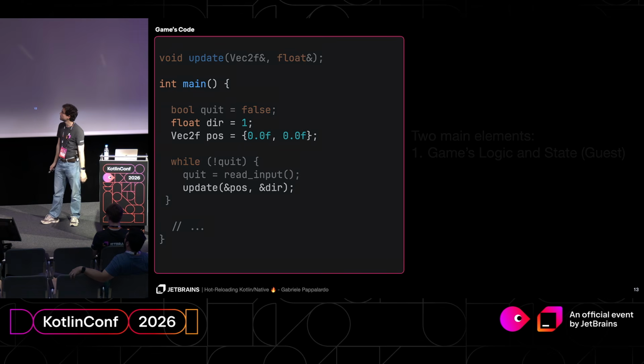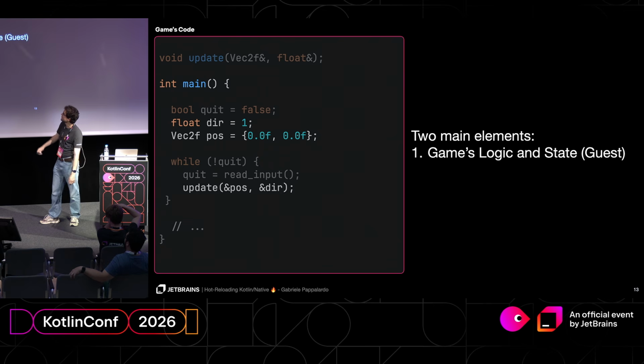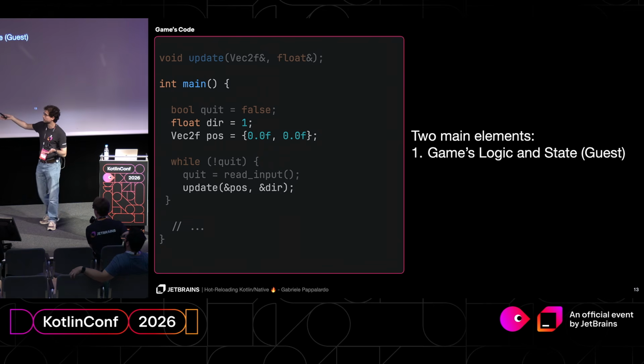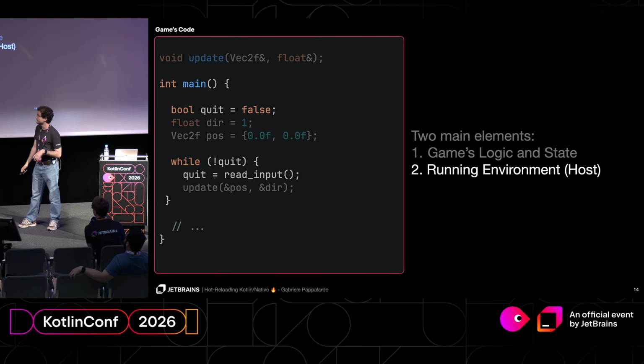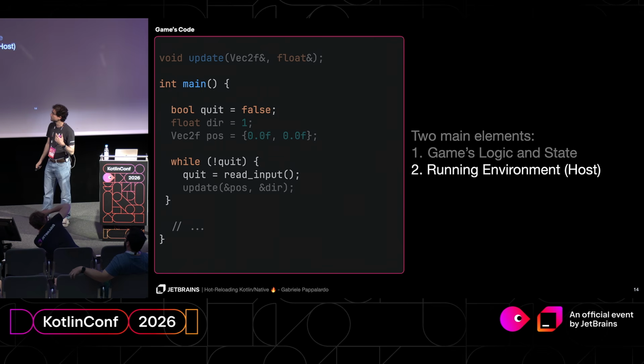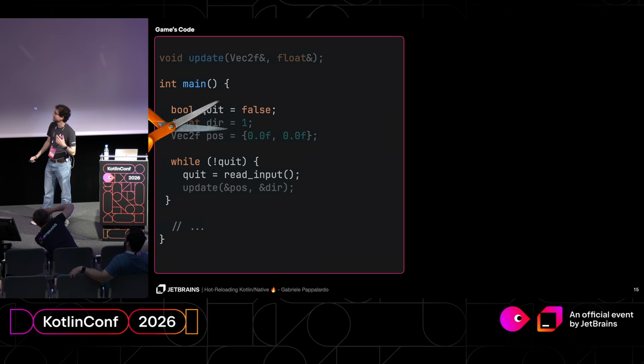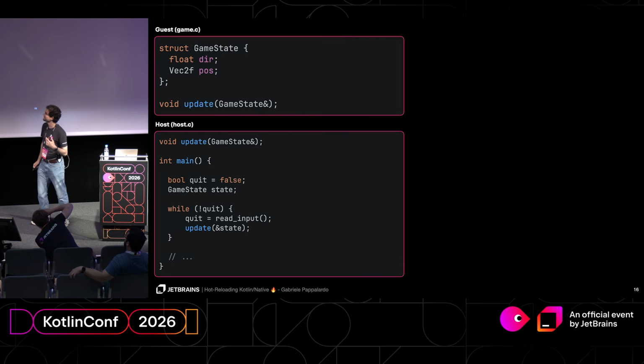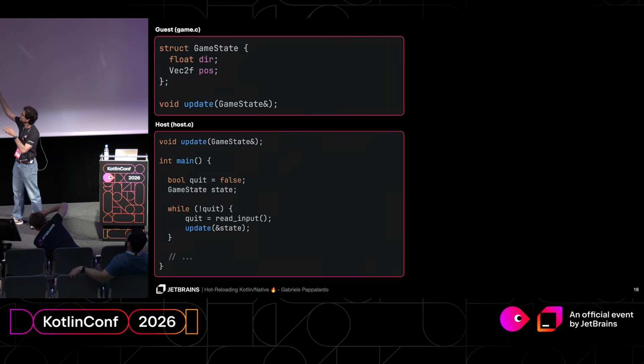There are two main important parts here. The first one is the game's logic, or the program state. It's basically updating the position, the direction, and this kind of stuff. And then the second part is the actual game engine's logic, right? Where it gives you support to run the actual user code. So what we do here is very simple. We just cut the code in half. Nice animation. And we have this guest code and the host code.